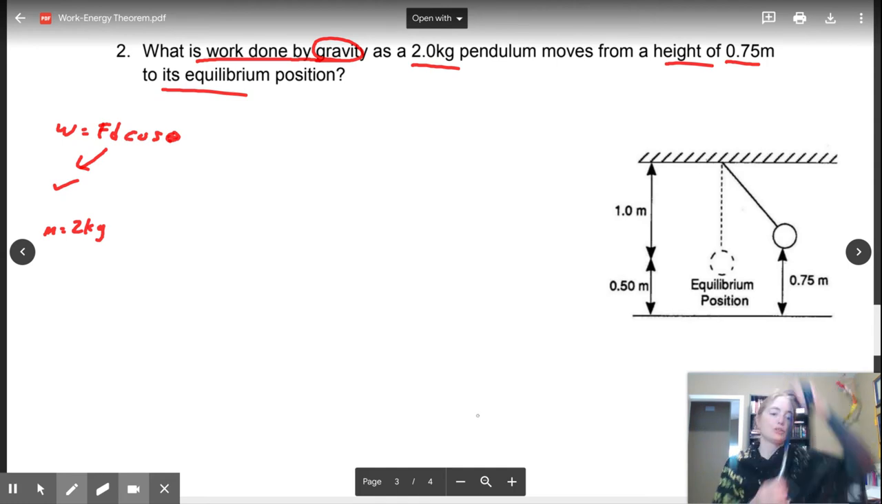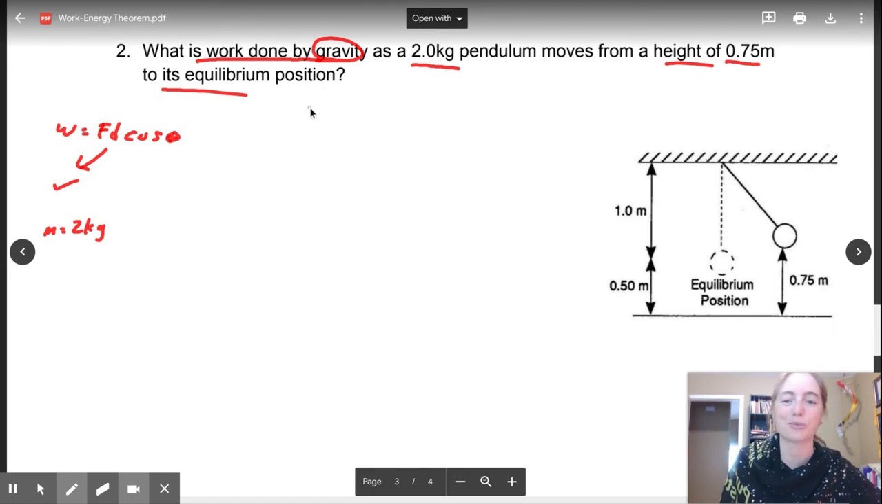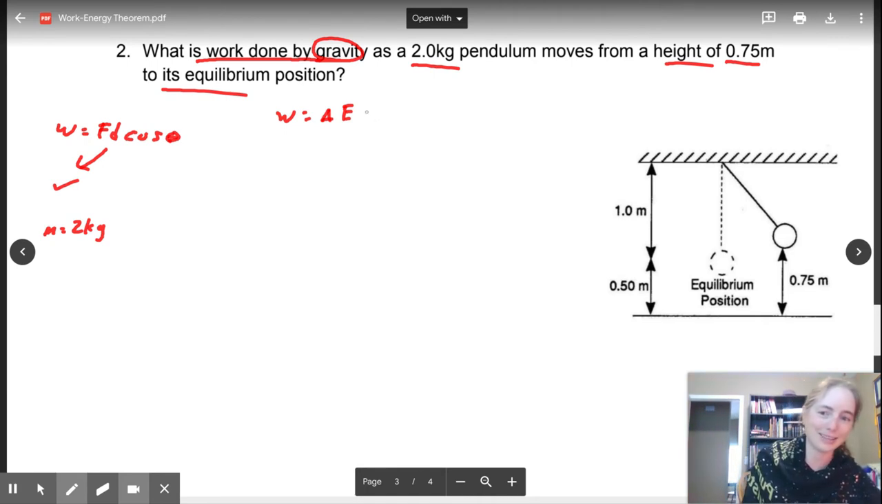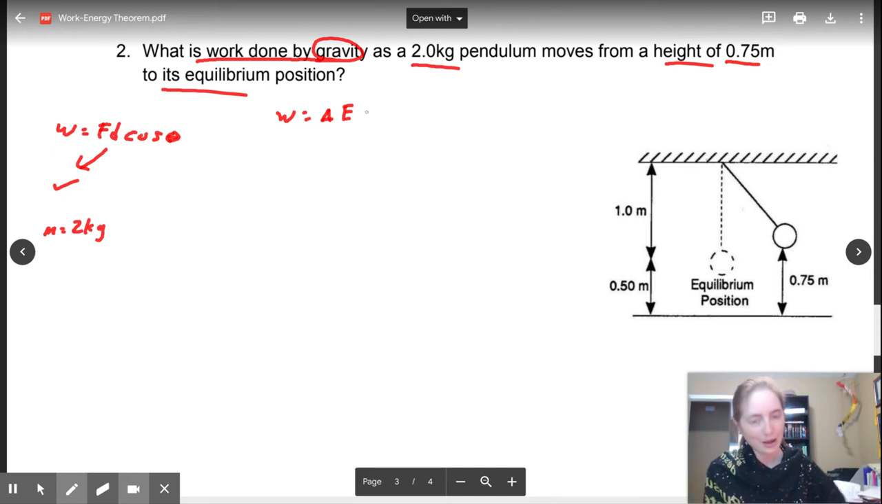Okay. So you can use work as force times distance, but for this question, what we're going to do is say that work is equal to delta E. Okay, so let's think for a moment what is happening. Okay, so our work, well, what energy is up here?